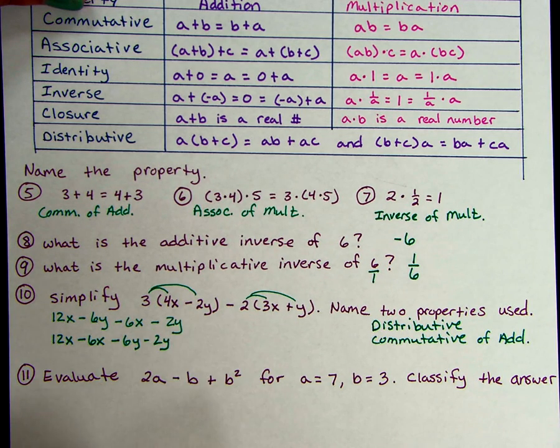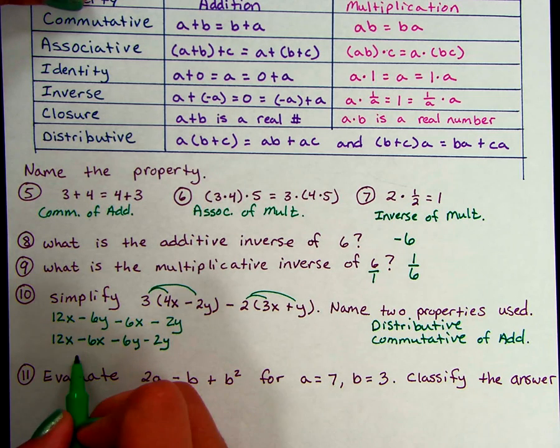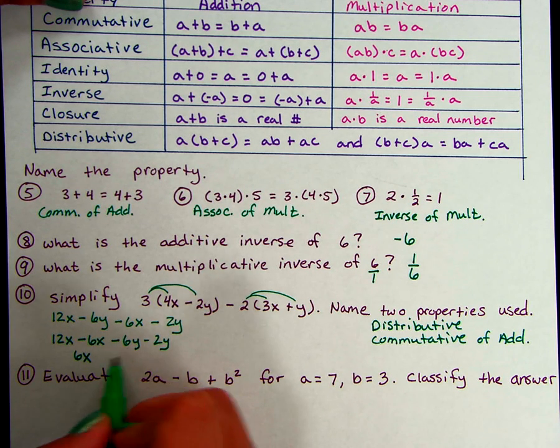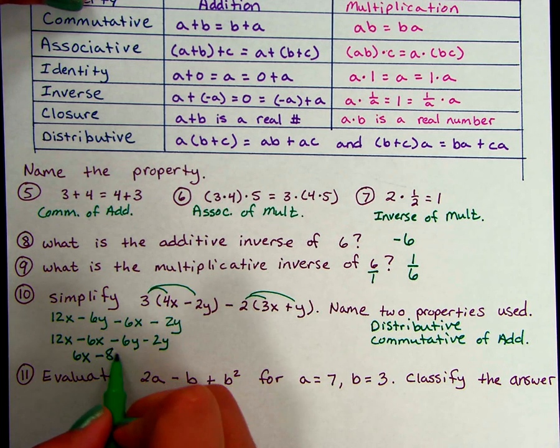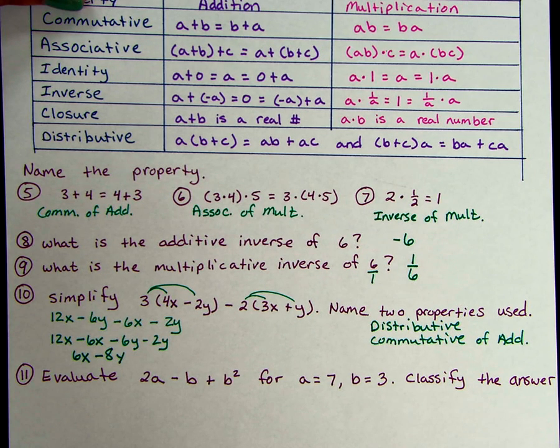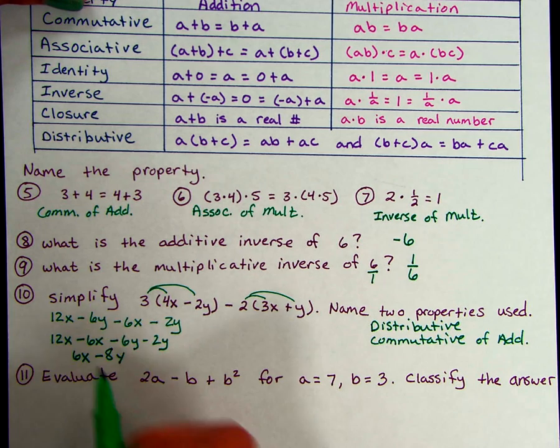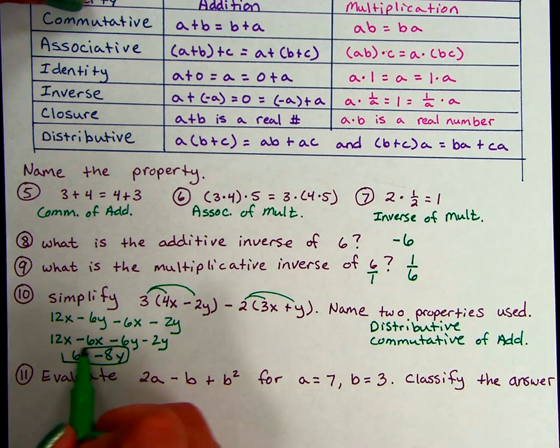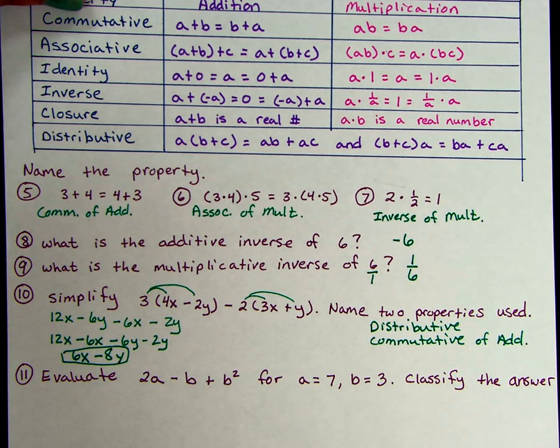All right, so now if we continue, we would combine our like terms. So this will be 6x and then minus 8y. There's nothing else that we can do to simplify. So that means that this would be our final answer. And we have named our 2 properties.